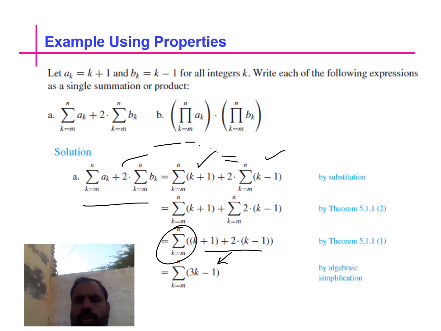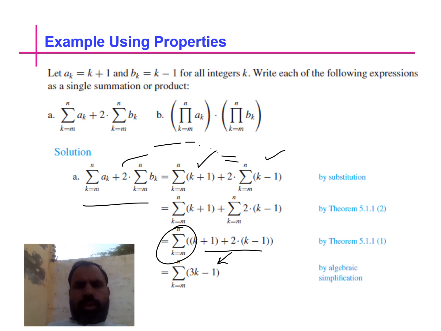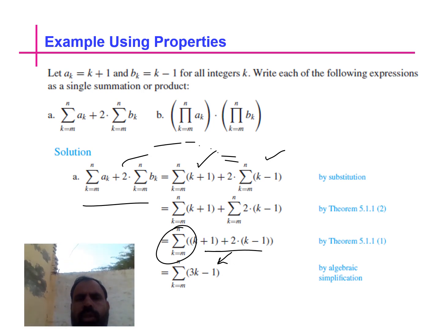a_k is equal to k plus 1 and b_k is the sequence equal to k minus 1 for all integers k. Write each of the following expressions as a single summation: the summation of a_k plus 2 times the summation of b_k, where k varies from m to n in both these sequences. This is the first part, so we solve this first part.